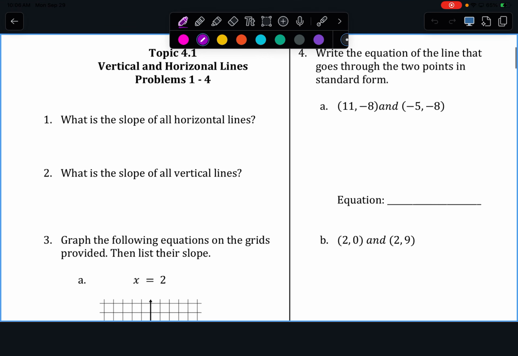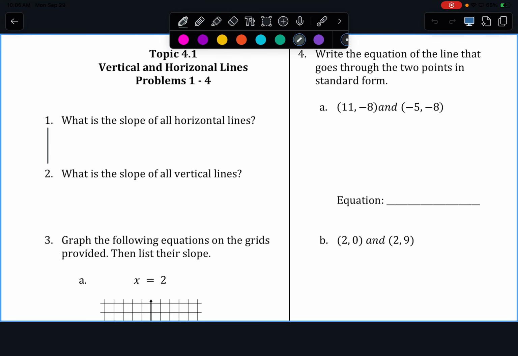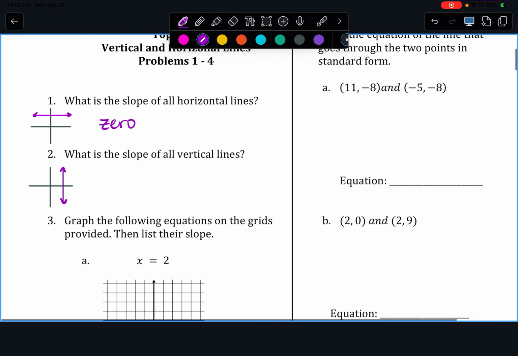The first one, what is the slope of all horizontal lines? I'm just going to draw a quick little graph of a horizontal line, right? Remember, horizontal lines go left to right, and so they have no rise and they're all run, so their slope is always 0. And then, of course, the slope of all vertical lines. Remember, vertical lines are the weirdos because they are not functions. They are all rise and no run, which means you're dividing by 0, but division by 0 is undefined. You cannot divide by 0 in math, okay?